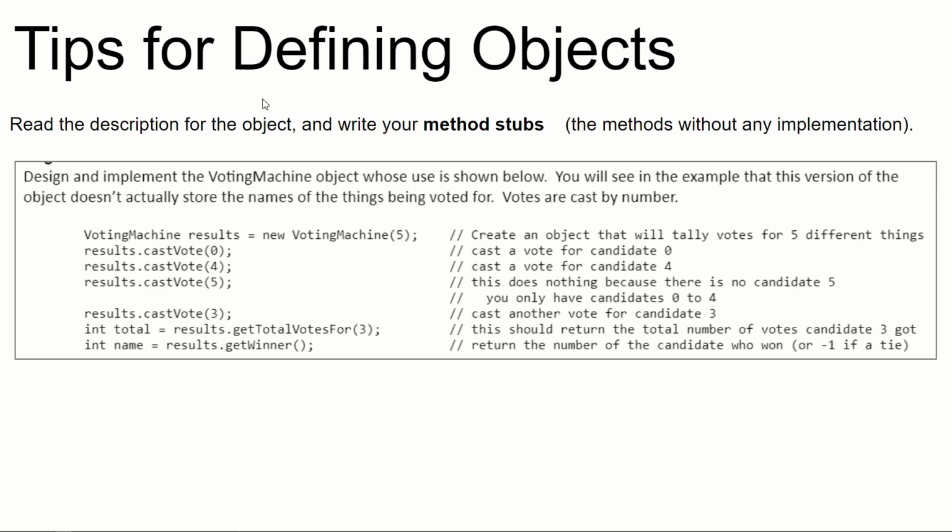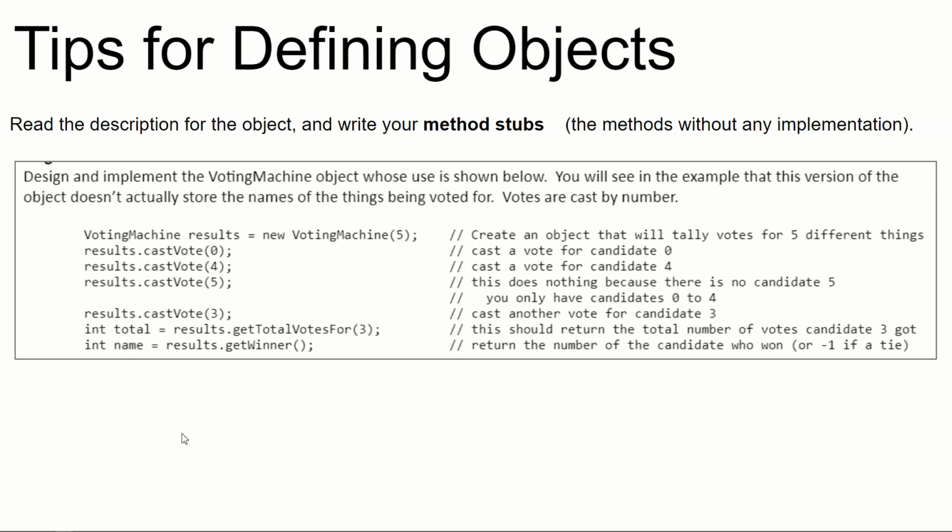So my first tip is you want to start by just carefully reading the description of what your object is supposed to do, because most of the problem is going to involve thinking very clearly about how this object gets used, and then you have to decide how the object is going to organize the information that it needs into variables so it'll do the right thing.